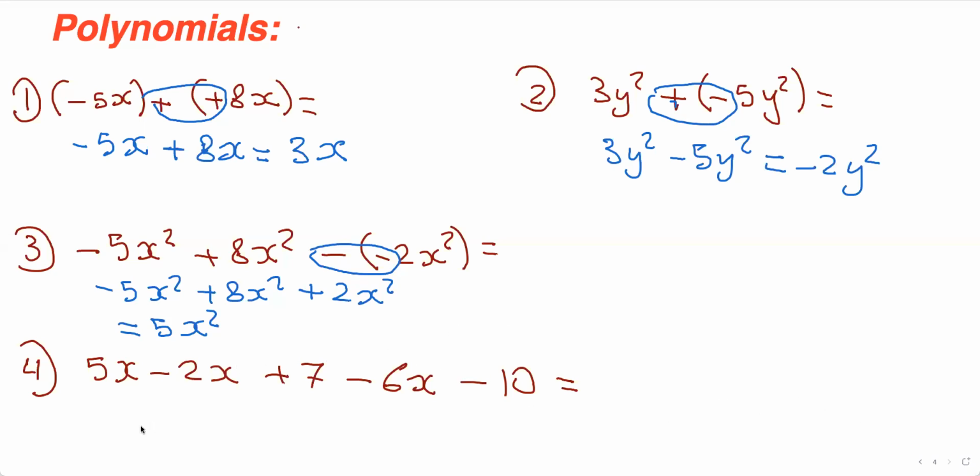The last one right here. So here we're talking about collecting like terms, and we did that in the last bit of the algebra course. But in here, you just collect the like terms. So these are like terms right here, and these are different terms right there. So you go 5x minus 2x is 3x, and 3x minus 6x is negative 3x. And then the 7 minus 10 will give me negative 3. And that's the answer for that.